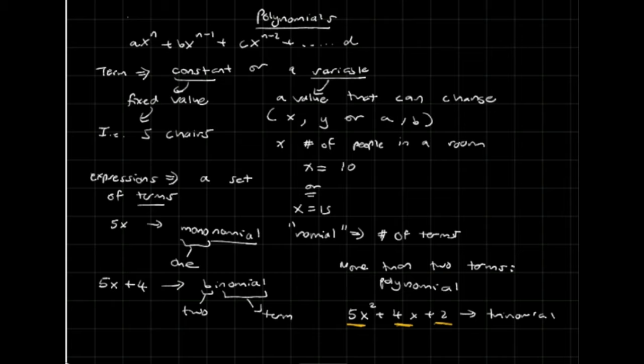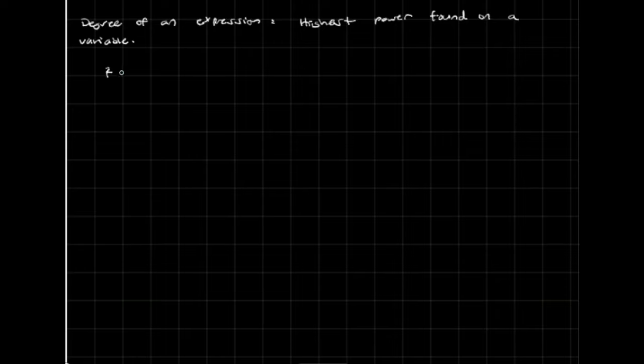Now, when we're looking at these expressions, this notion of expressions, which is a combination of terms, we can also look at something called the degree. Okay, so a degree of an expression is basically the highest power found on a variable. Okay, so for instance, if you have an expression that looks like 4x squared plus 5xy plus 3y squared, right? The degree here should be 2, because the highest power here is 2, okay?